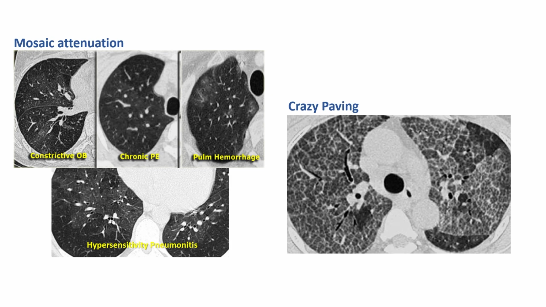Similarly, in chronic PE patients, you can have areas of increased GGOs here and there are low attenuation areas here. And as you can see, there are prominent vessels here. It looks like a vascular pathology, right? So you would think of chronic pulmonary embolism. This is a patient of hemorrhage and hypersensitivity pneumonitis. Then we have a crazy paving pattern here, which is basically GGOs along with prominent interlobular septal thickening.